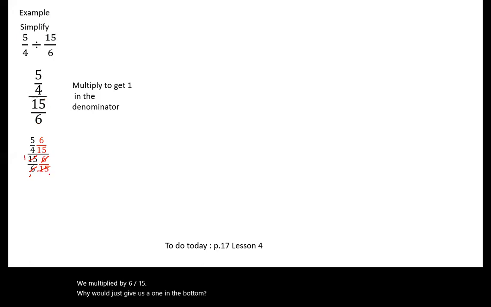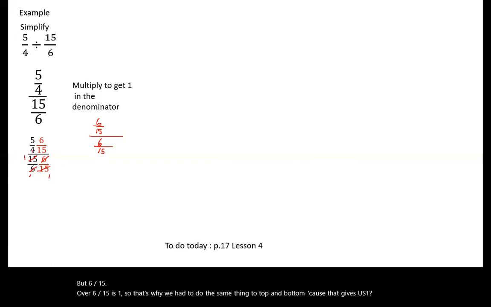Now, why do we have to do the same thing to top and bottom? It's because 6/15 is not 1, but 6/15 over 6/15 is 1. So that's why we had to do the same thing to top and bottom, because that gives us 1.